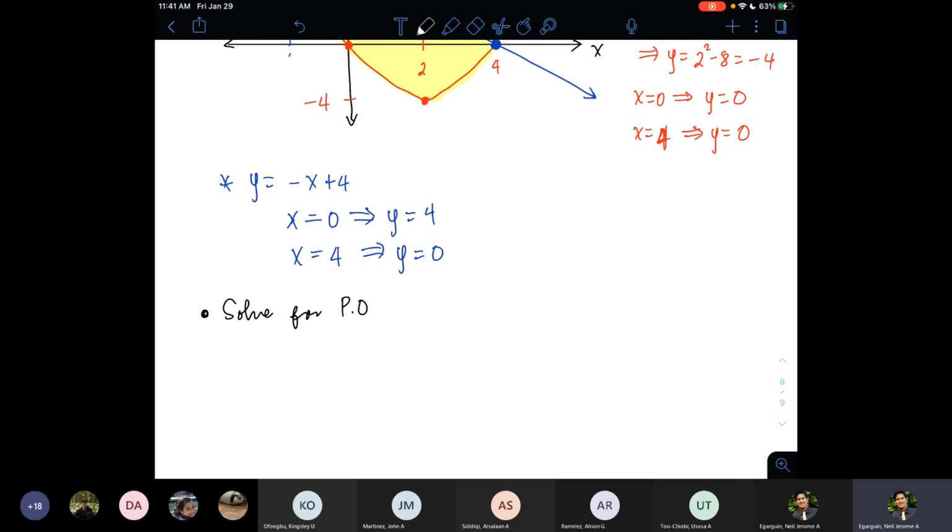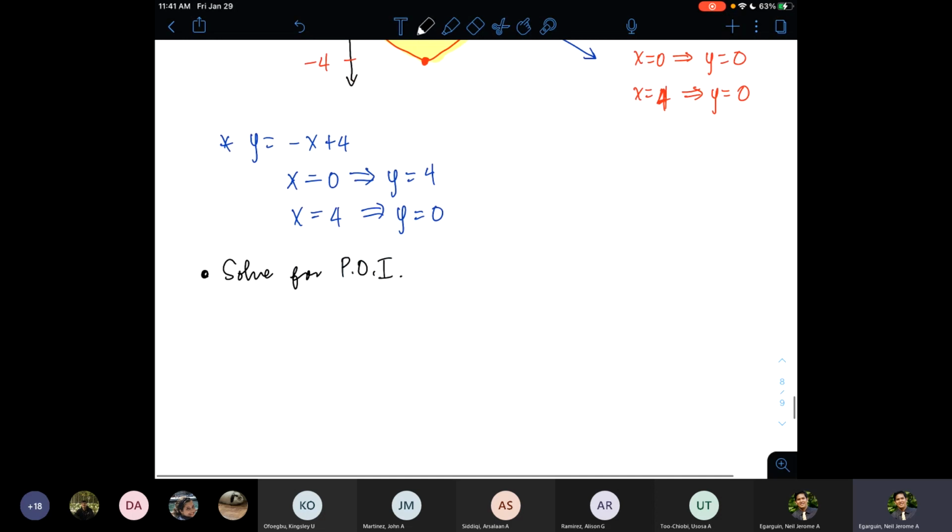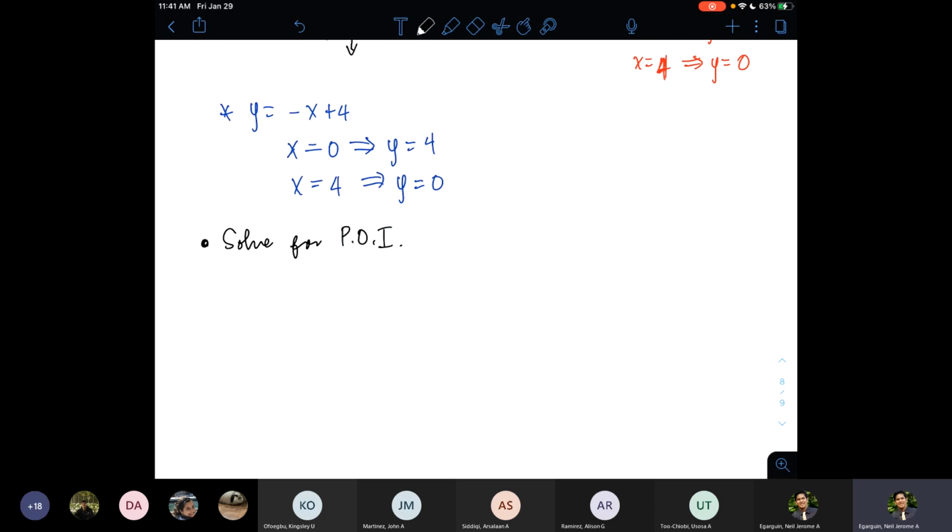sometimes the POI can appear directly once you graph, when you sketch the region. Just like what happened here, I know there's a point of intersection when x equals 4, but sometimes you really need to do the algebraic solution to find the points of intersection. Usually it's not a big deal. You simply equate the two equations together.